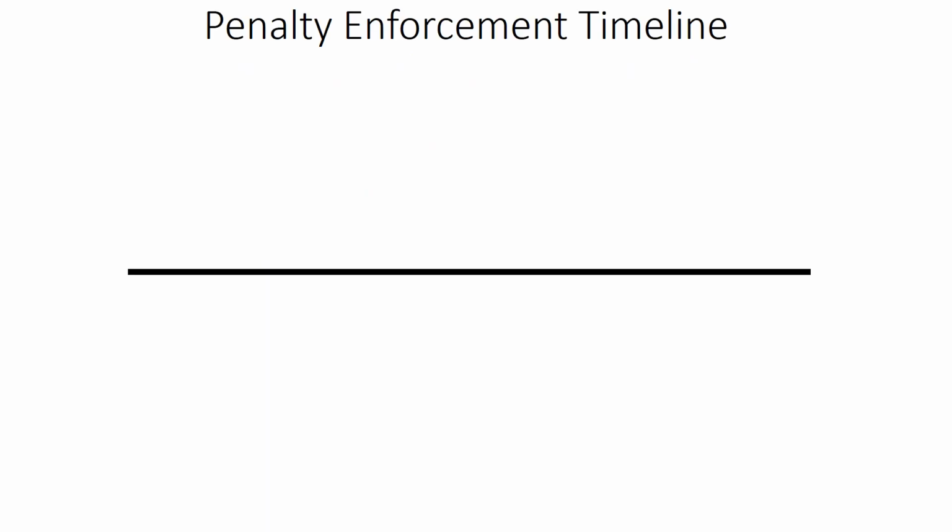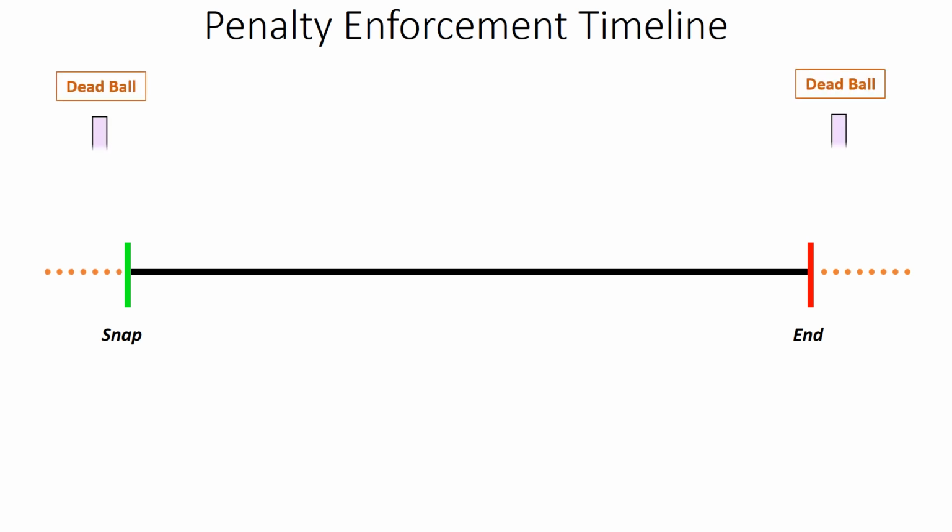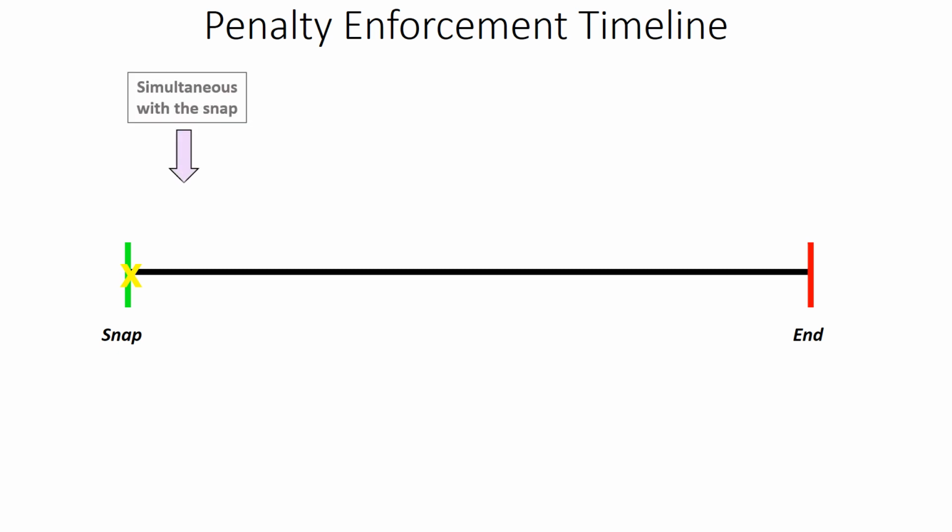A timeline is extremely helpful when determining where to enforce penalties. We know that every play has a snap and an end of the play. If anything happens between the end of the play and the next snap, it's a dead ball foul and will be enforced from the succeeding spot. We also know that fouls that occur simultaneously with the snap are always enforced from the previous spot. For live ball fouls, we must go through our process, so let's do that now with a couple examples.